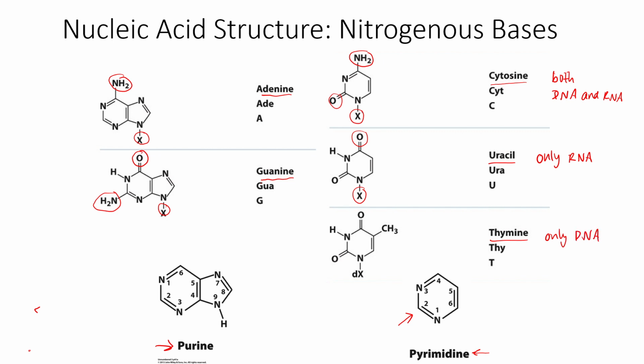You can even tell that from this diagram because in this link to sugar it says little dX, and the D stands for deoxy, which is what differentiates the sugar in DNA from the sugar in RNA. And what differentiates thymine from uracil is that in addition to the other functional groups, it also contains a methyl group here.